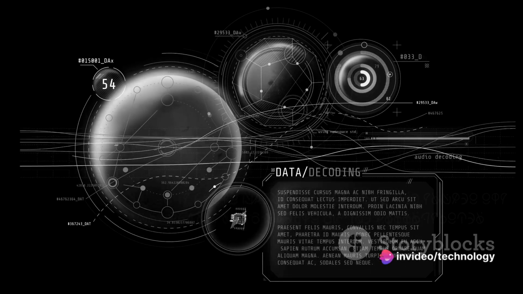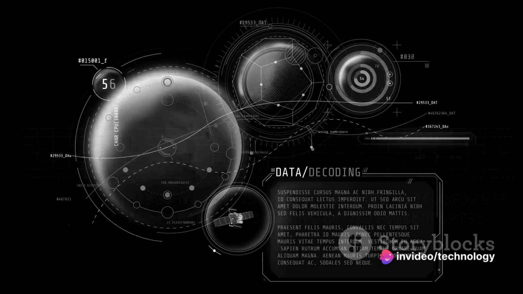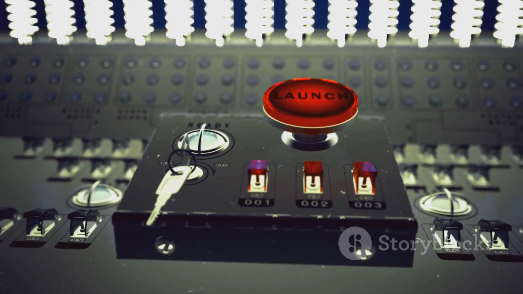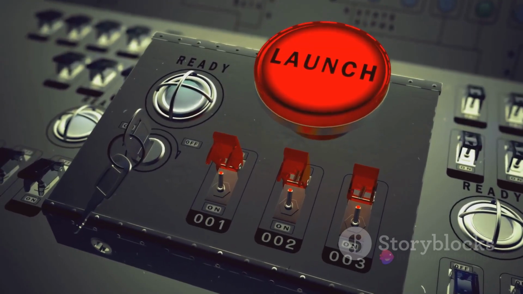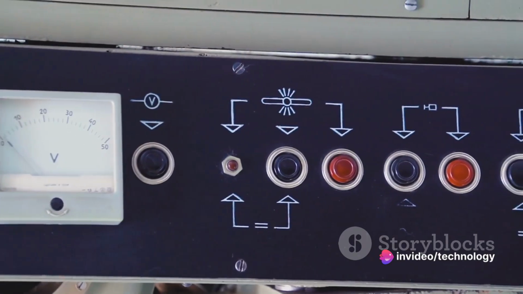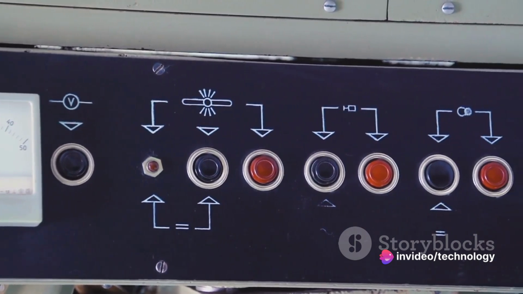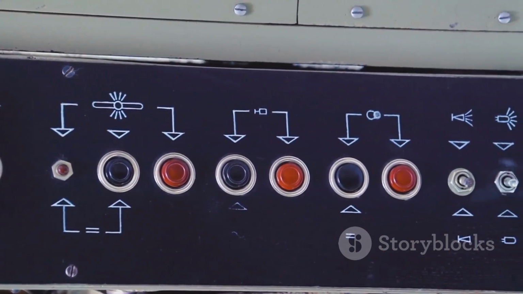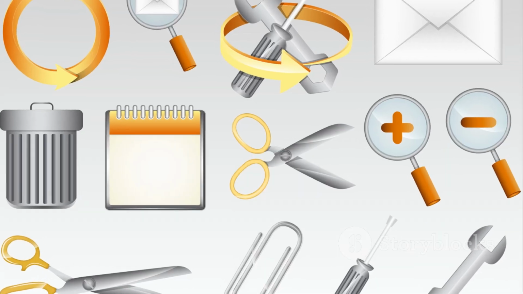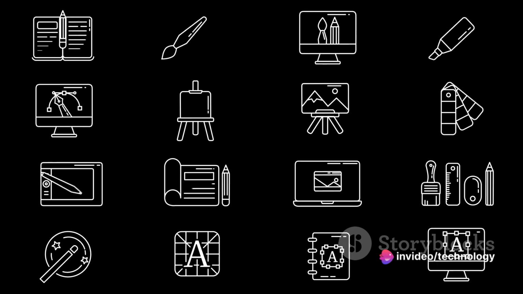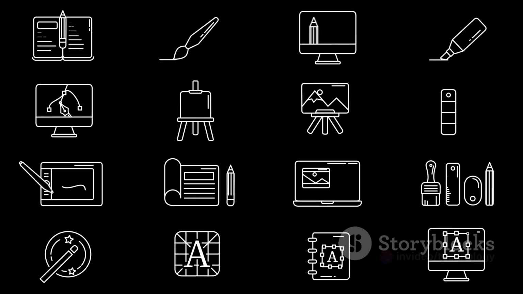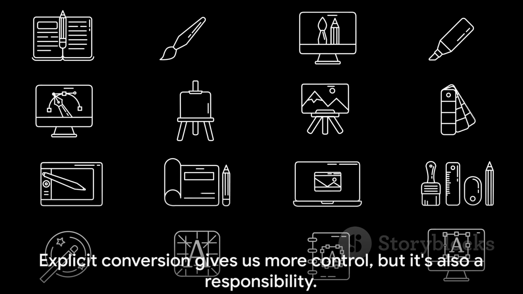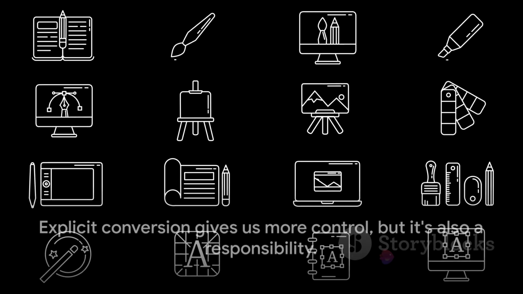This is something we need to be mindful of when using explicit conversion, but don't let this scare you away. Yes, explicit conversion does come with a risk, but it also provides us with more control over our code. We can ensure our data is in the exact format we need it to be in, and we can also handle any potential issues that might arise due to the conversion, such as data loss. In a nutshell, explicit conversion is a powerful tool in Java, allowing us to manually convert data types when automatic conversion falls short. It's a bit like driving a manual car. It gives you more control, but you also have to be more attentive. Explicit conversion gives us more control, but it's also a responsibility.